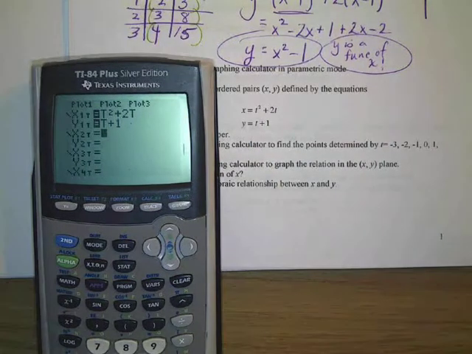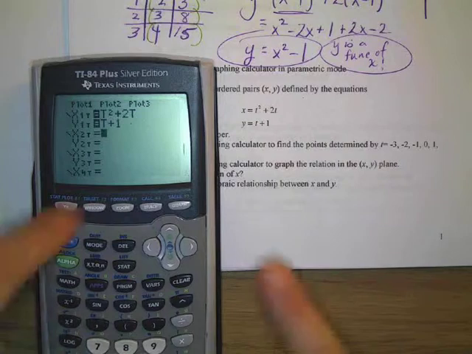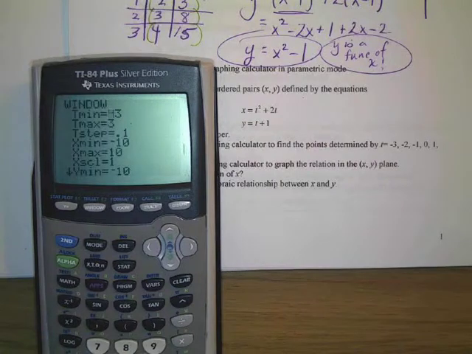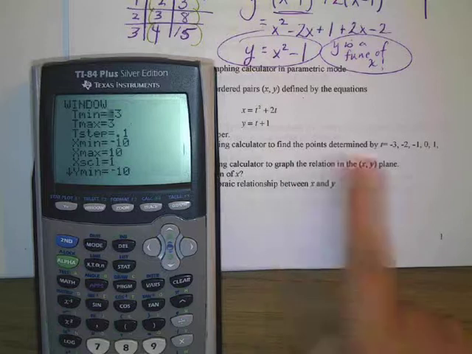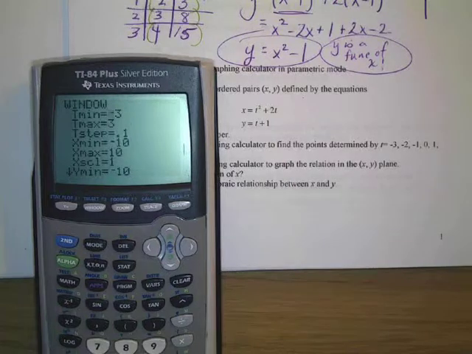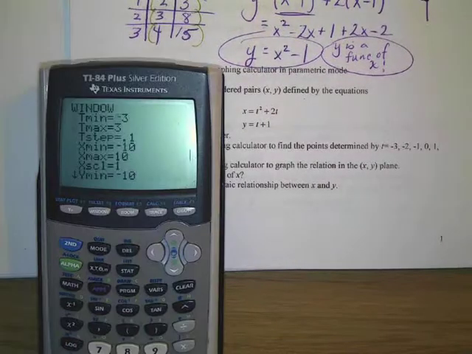Now, before you hit graph, let's go to our window for a minute. We have some new things in our window. We have a t min, a t max, and a t step. We have to play with these. So in the example, they want us to look at t's from -3 to 3. Do you notice my t min is at -3 and my t max is at 3?